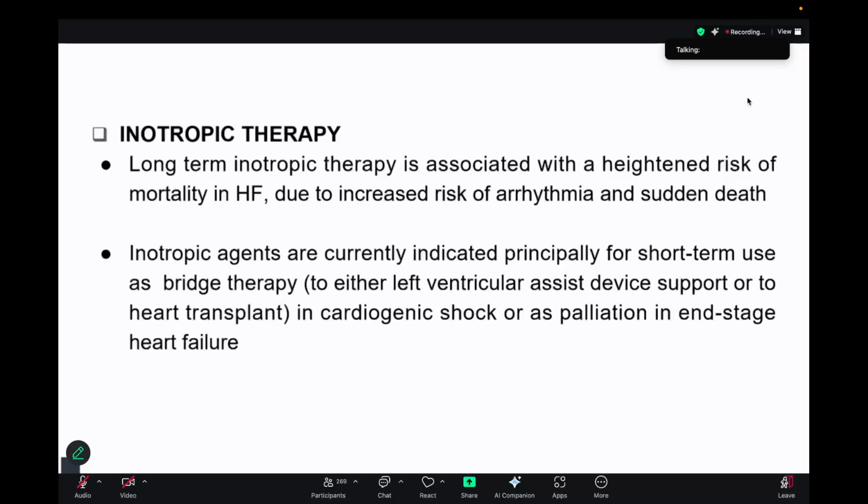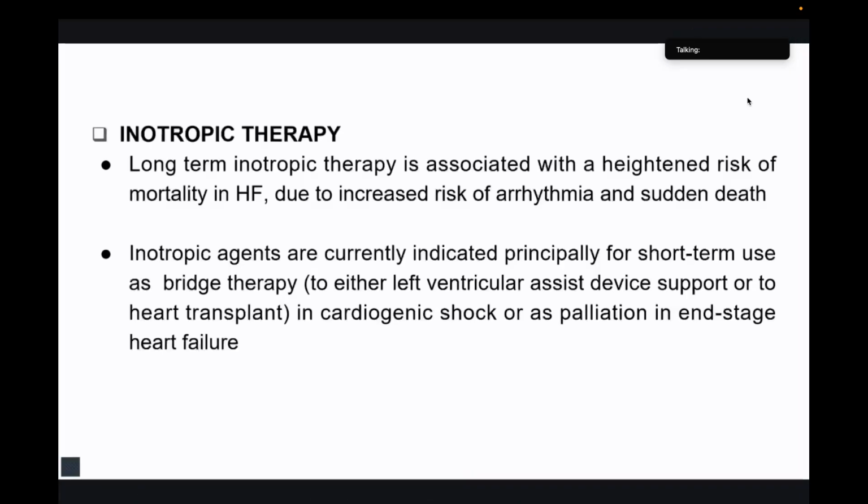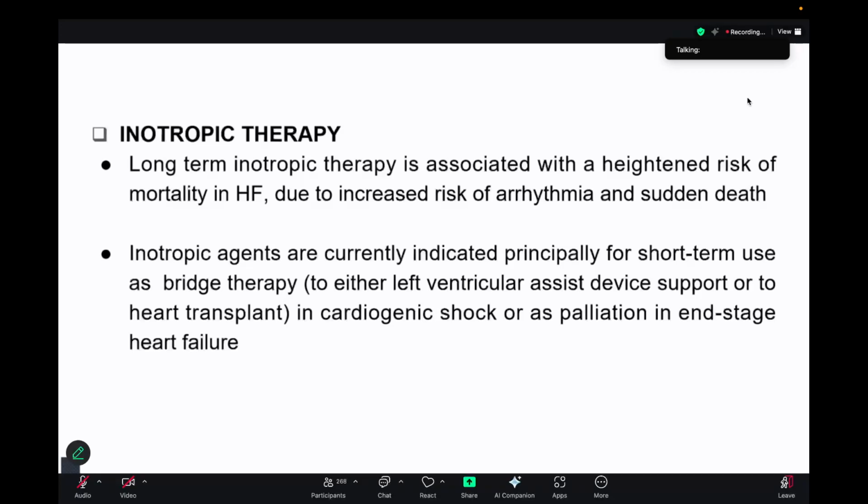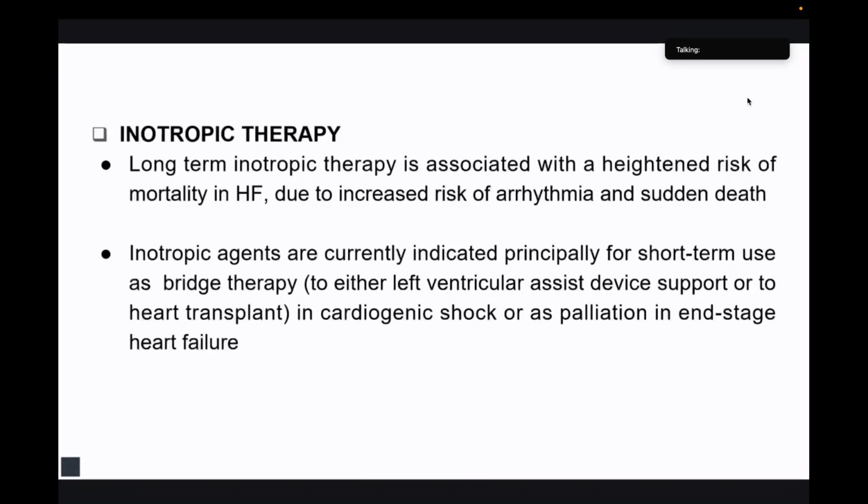Long-term inotropic therapy is associated with a heightened risk of mortality in heart failure patients due to an increased risk of arrhythmia and sudden death. Inotropic agents are currently indicated principally for short-term use as a bridge therapy or can be used in cardiogenic shock or used as palliation in patients who are already at the end stage of their heart failure.